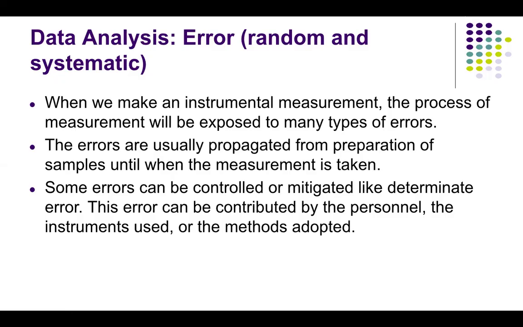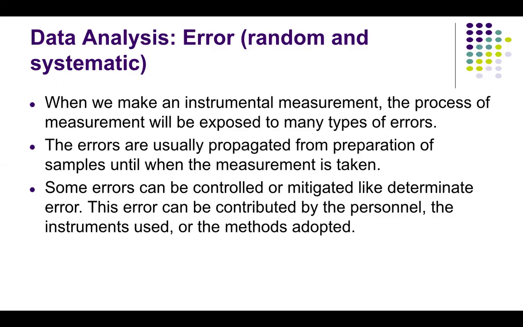Let's say the sample is volatile. The right method should be gas chromatography, for example. But you choose a different method, so that contributes error. But it's systematic because it is contributing the same value each time. The second example of error is the operator.